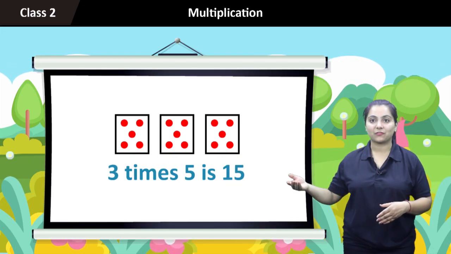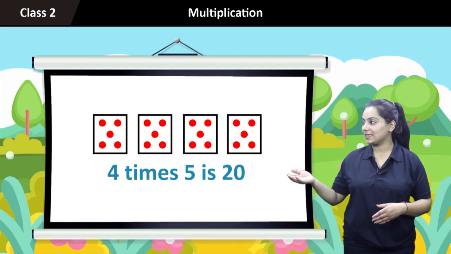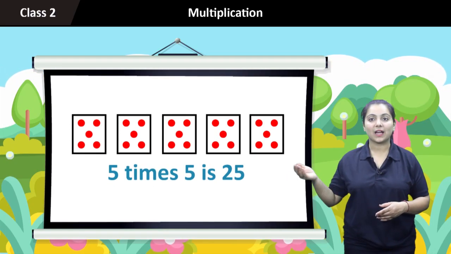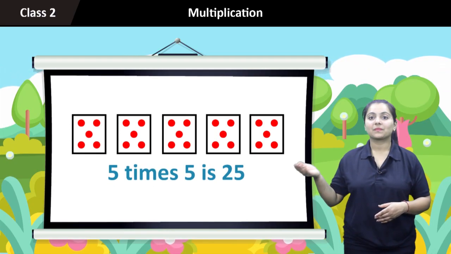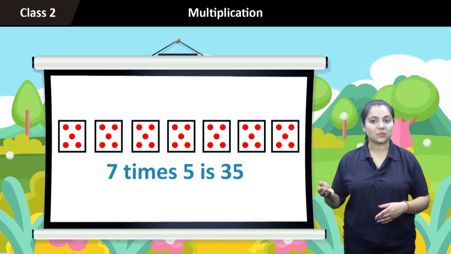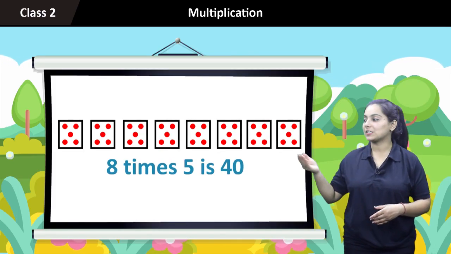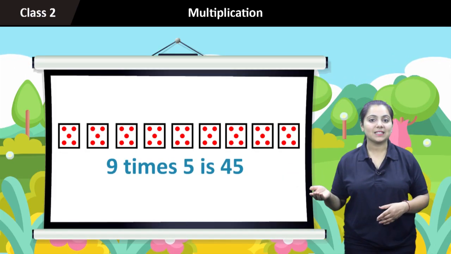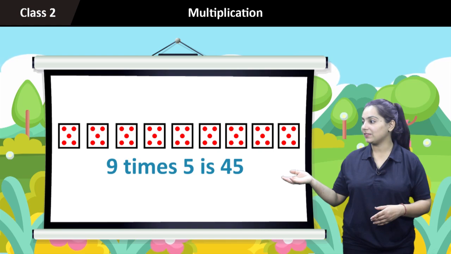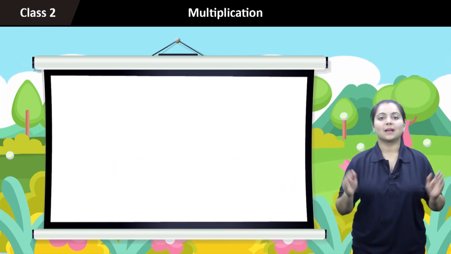3 times 5 is 15. 4 times 5 is 20. 5 times 5 is 25. 6 times 5 is 30. 7 times 5 is 35. 8 times 5 is 40. 9 times 5 is 45. 10 times 5 is 50.